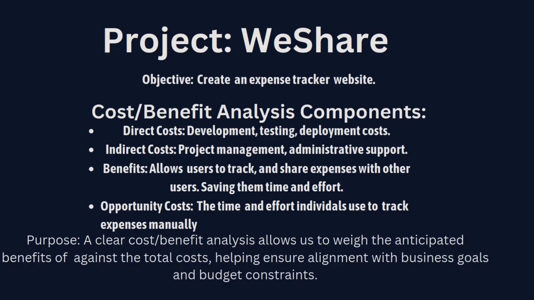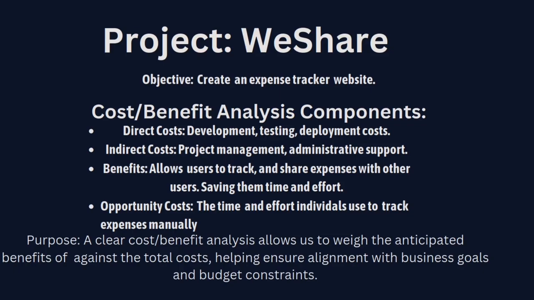So the first kind is the direct costs. These are the costs related directly to project activities. In this case, it's the development, the testing, and deployment costs. And our indirect costs are secondary costs associated with project resources, such as administrative expenses. In this case, the indirect costs are project management and administrative support.